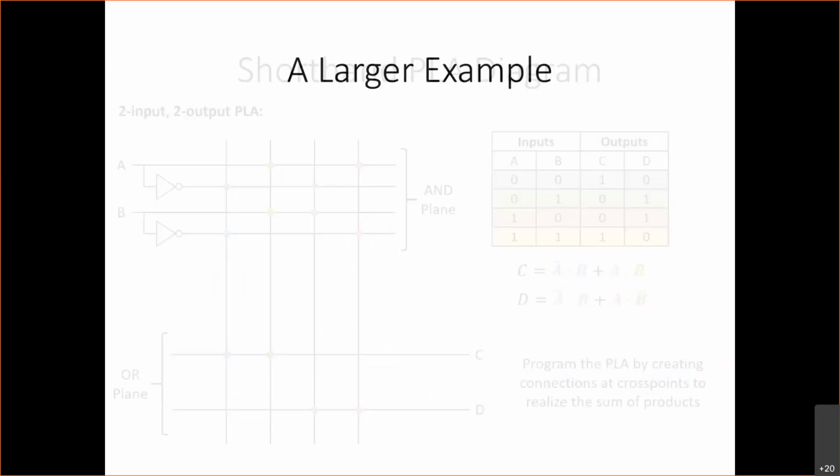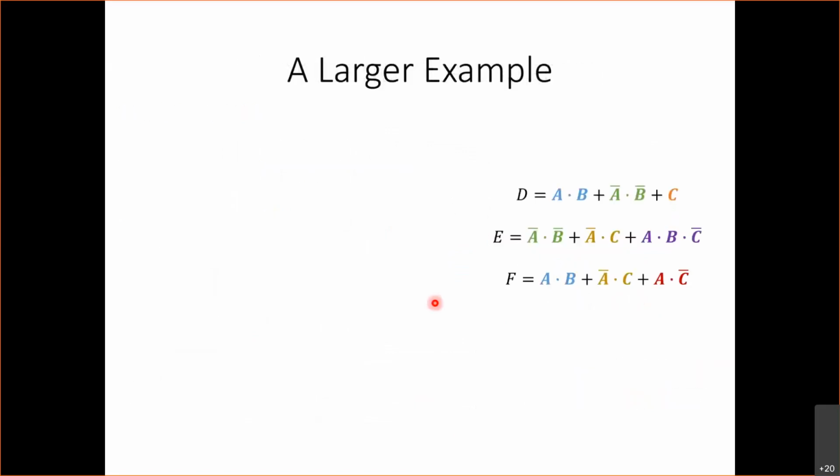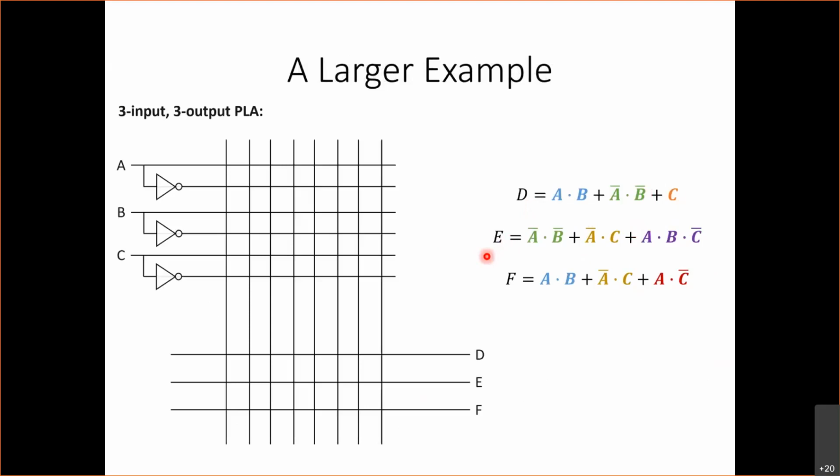Okay, let's do a bigger example. Let's say we had these equations over here, and we wanted to implement these using a PLA. Here we have 3 inputs, A, B, and C, and we have 3 outputs, D, E, and F. So we're going to use a 3 input, 3 output PLA, where our inputs are A, B, and C, and our outputs are D, E, and F.